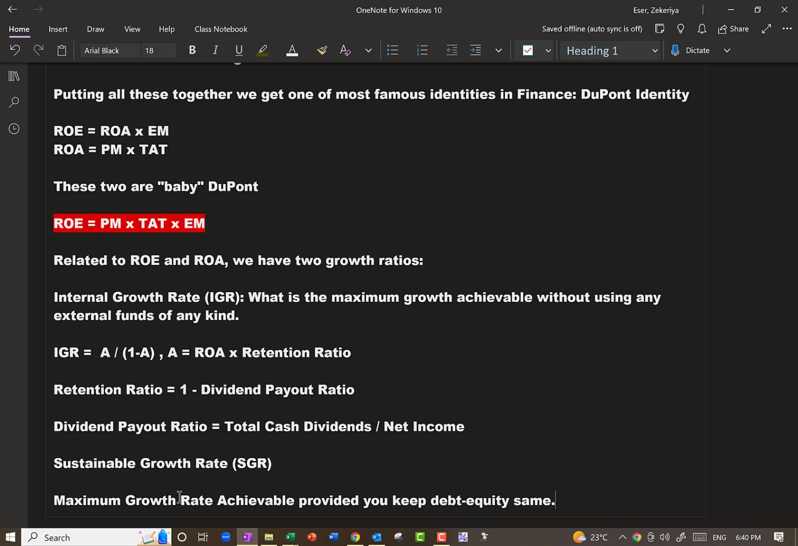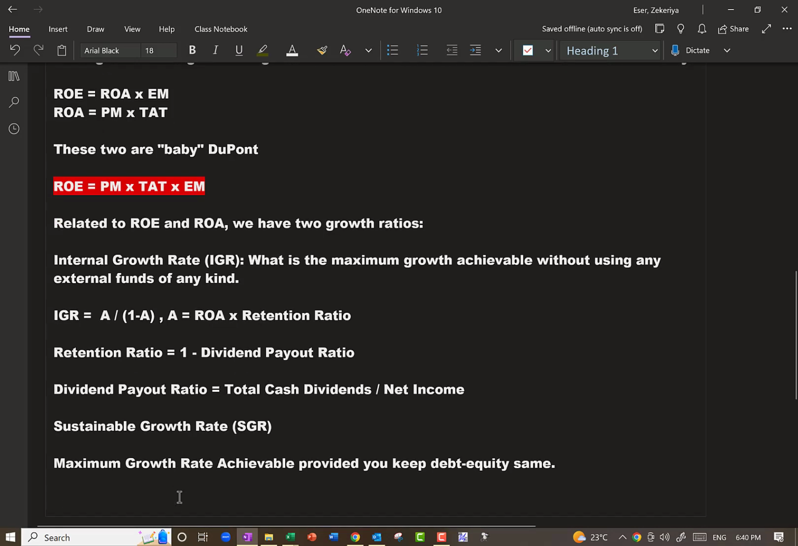So if next year they decide to borrow $4 more, they should also increase equity by $1. That's the kind of the idea. How much maximum rate of growth you can achieve, provided you don't change the leverage of the firm. And you probably guessed it. SGR is equal to, let's call it B divided by 1 minus B, where B is ROE times retention ratio. Okay?